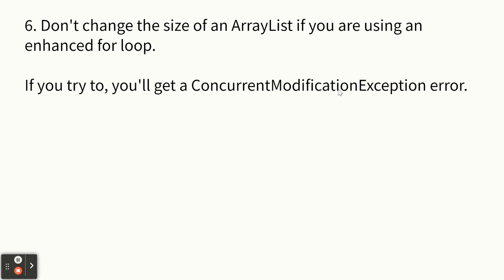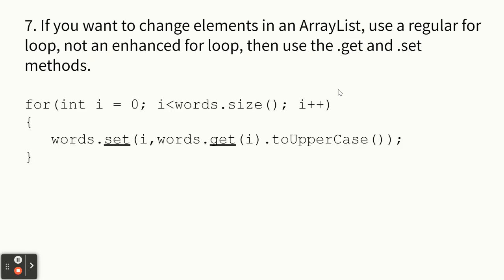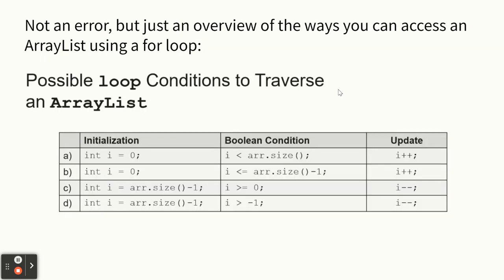So don't only use an enhanced for loop if you're just going to print things or add things up or look at everything or count things, but not if you're trying to change anything. Oh, there's a 7th point. If you want to change elements, use a regular for loop and use get and set like we just did in the warm-up. This is not an error, but just an overview of the ways you can access an array list using a for loop.